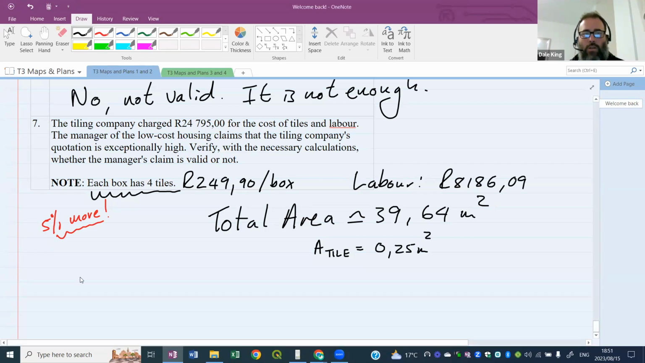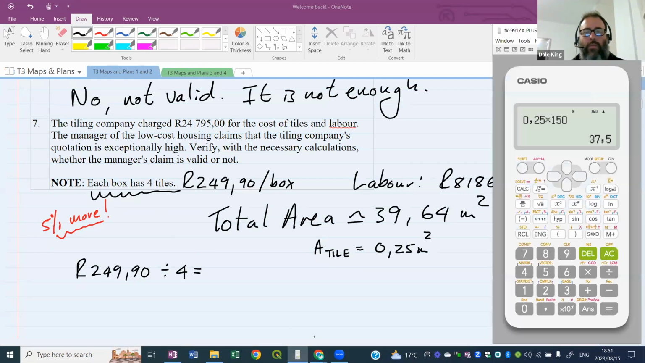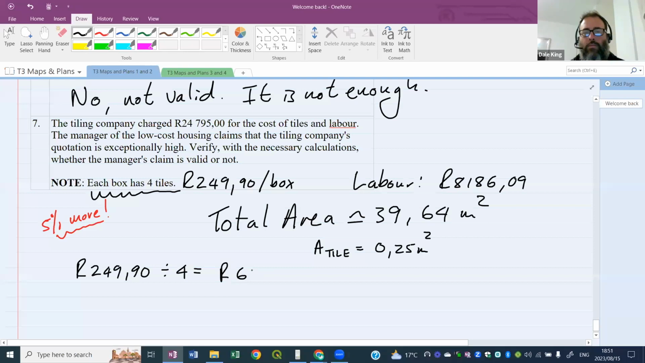All right, so 249.90 per box, and there's 4 in each box. 4 towels in a box. The box costs 249.90. So how much is it for 1 towel? Well, we need to divide that by 4. All right. So 249.90 divided by 4. That means 1 towel will be 62 Rand 475.